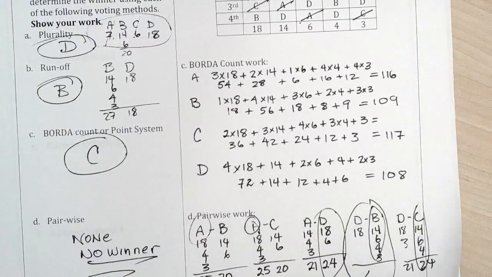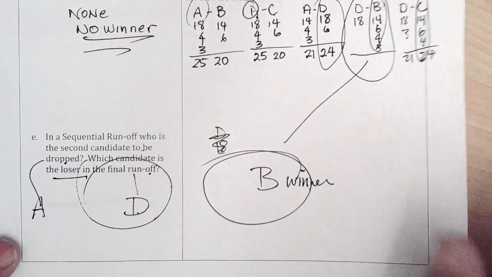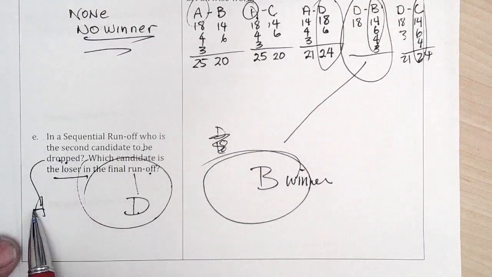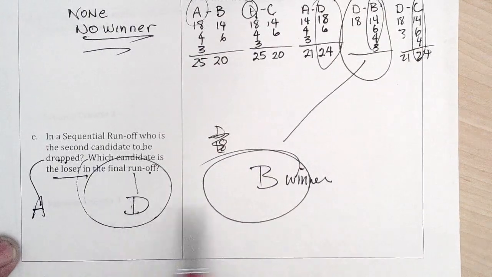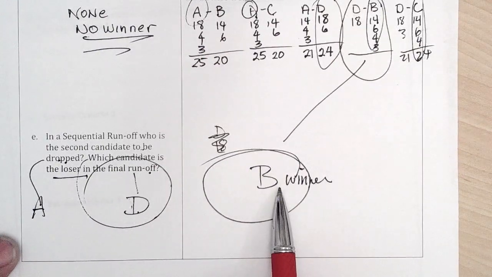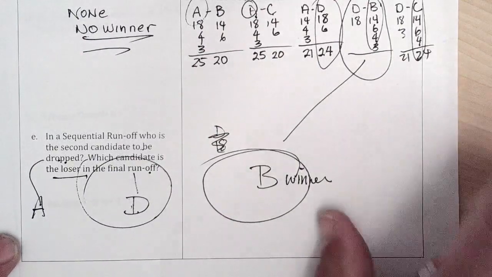Okay? Oops, I can't see what I wrote there. So the second one to drop out was A. The final loser was D, and B is the winner.